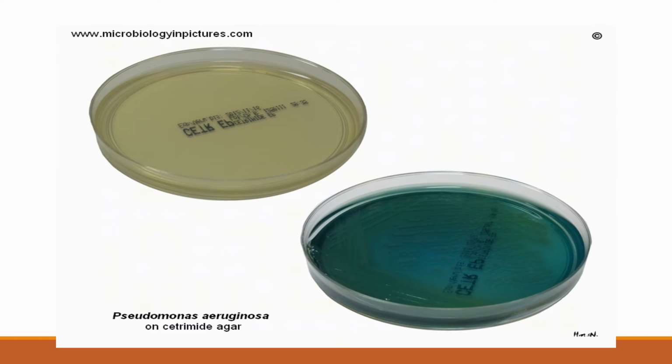In the upper half you can see the unused or uninoculated culture medium. It is very similar in appearance to nutrient agar. And on the lower half you can see again the pigmented growth of Pseudomonas on citrimide agar. So citrimide agar is the selective culture medium for Pseudomonas.